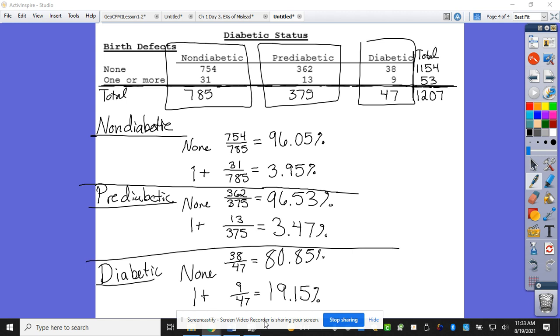Just talking through the video. I just did this without the video on. This is just the math that goes to the problem that we started at the end of the last video.